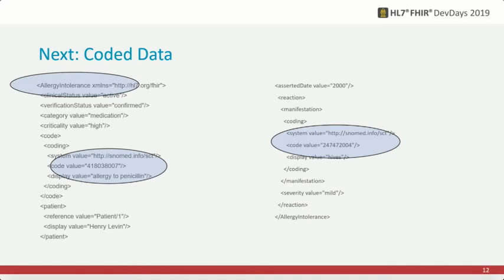Okay, but then the next important part here is over here under reaction, we have another SNOMED code there that is hives. And it's associated through those reaction and manifestation elements. So when you look at this, what the computer can now understand is that the patient, Henry Levin, manifests hives as an allergic reaction to penicillin. And all that's now computable and done in a very standard format, and you can represent it in either XML or JSON or Turtle.